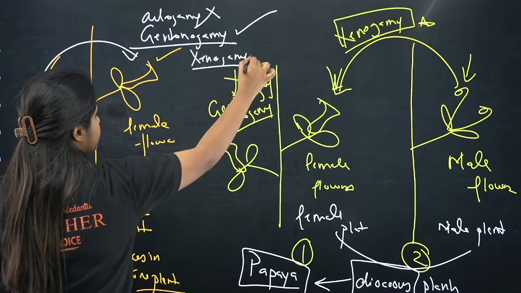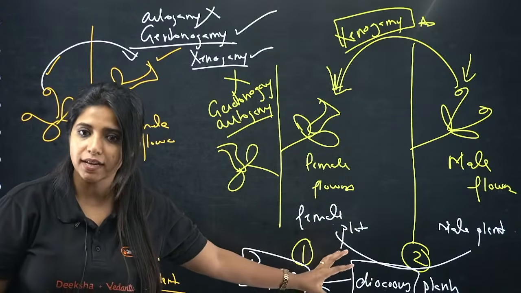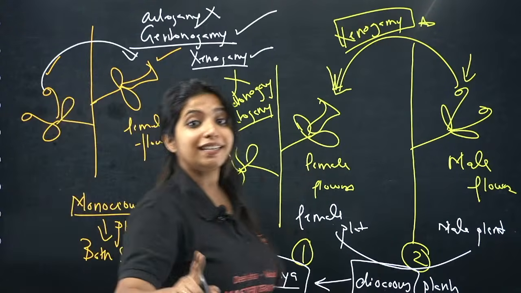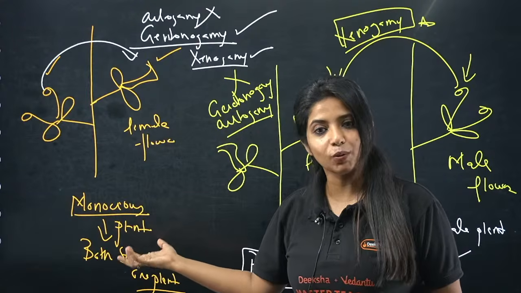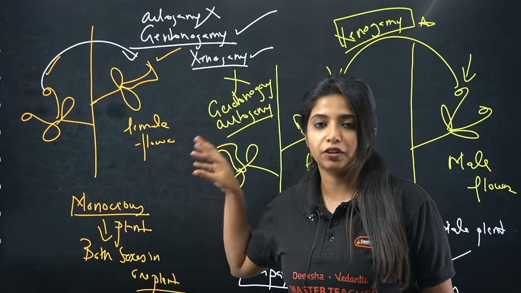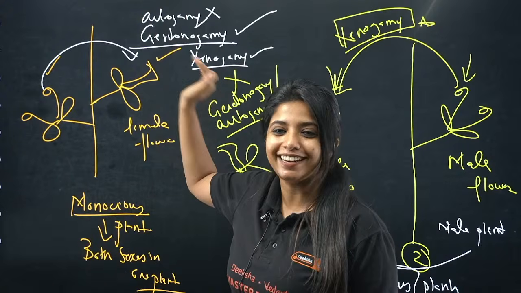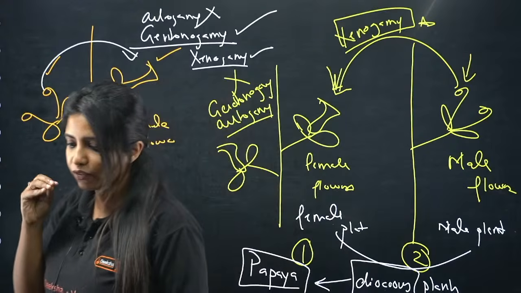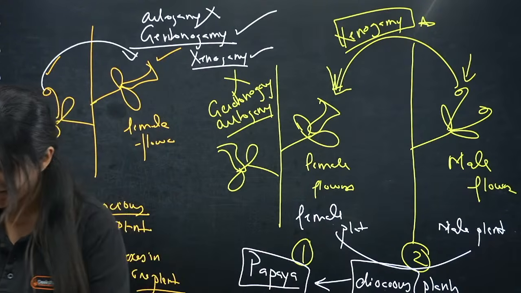So always understand, unisexual flowers can be like this on unisexual plants, that is known as dioecious plant. Example is papaya. Or it can be like this also, which is there in the monoecious plant. In the case of monoecious plant, it prevents autogamy for sure, but not geitonogamy. Geitonogamy could still be there. This is very, very, very important. I hope you guys are understanding it.